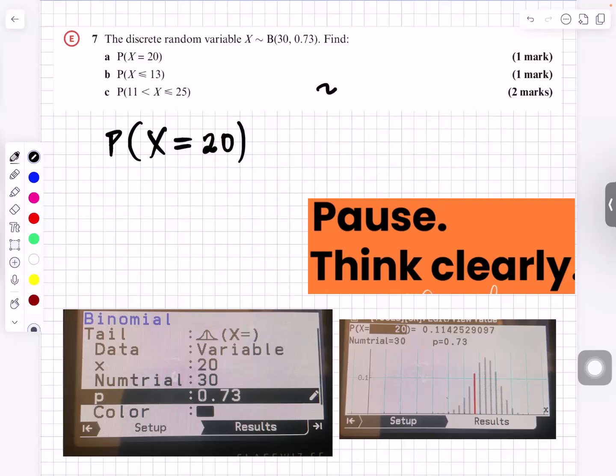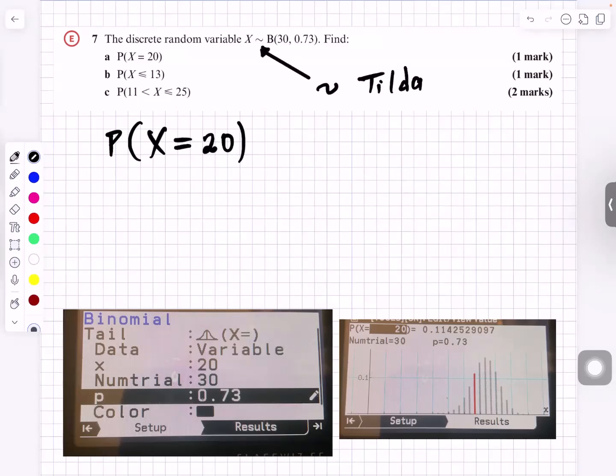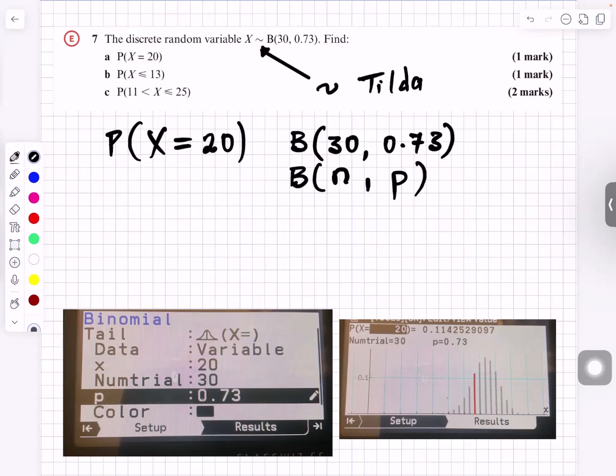That curly sign is called tilde. But it just means it's distributed binomially 30, 0.73. So n is 30 and the probability is 0.73. Now it's one mark. So you can write the binomial formula and do it that way, or you do it in the calculator. And since you're allowed a calculator, it's the quickest way.